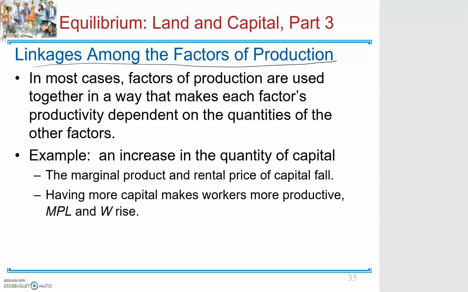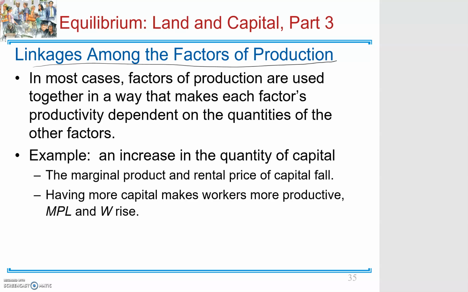Okay, class. Now we are looking for the equilibrium for land and also capital. Before we go for the equilibrium for land and also capital, we have to understand that the factors of production are interdependent among them. So there is a linkage among the factors of production. In most cases, factors of production like land, labor and also capital are used together in a way that makes each factor's productivity depend on the quantity of the other factor.